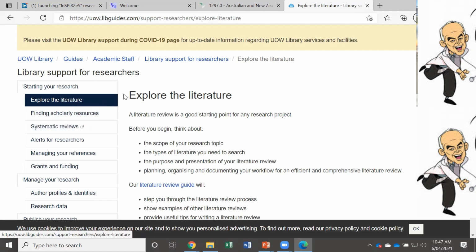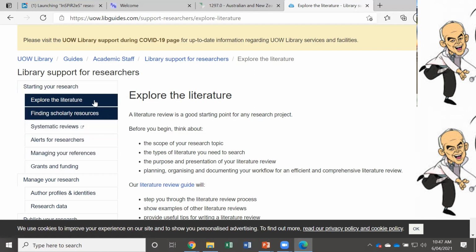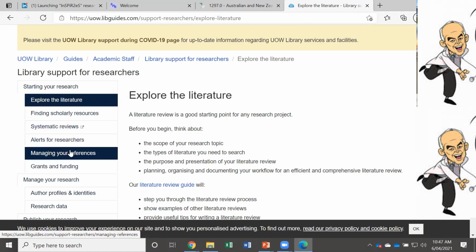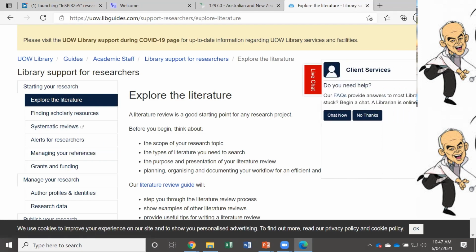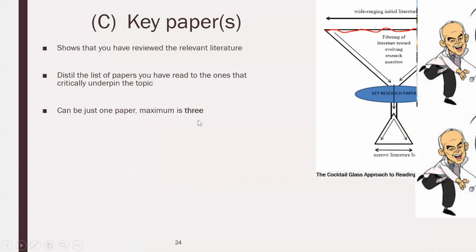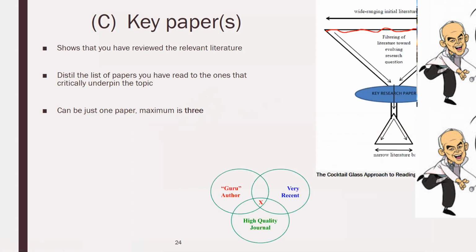Okay, so for the pitching template, we are assuming that you have this literature review skill, and you have dived into the ocean of the literature and picked a few jewels, a few key papers. We are saying only 3 papers, a maximum of 3 papers, and those 3 papers should be written by the experts, the gurus, should be very recent, published in 3 to 5 years, and published in high quality journals. These 3 criteria should be met by each key paper.